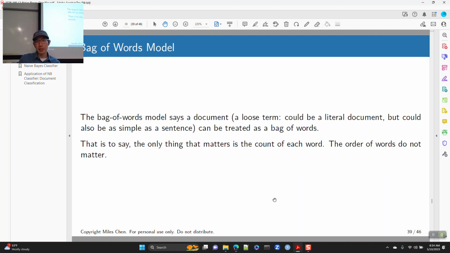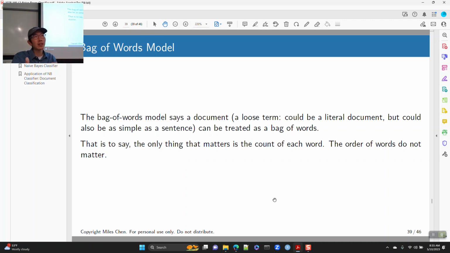We're also going to use something called the bag of words model. I don't know if you've heard of this, but the bag of words basically says we're going to treat a document, and the word document is a very loose term, okay? It could be a literal document, like a newspaper article, but it could also be as simple as a sentence, okay? And basically, you treat it as a bag of words. Just imagine like a cartoon where they hit the screen and then the words just fall down, like you shake the screen and the words on the page just fall down at the bottom, and you just treat it like, okay, now we have a bag of words, okay?